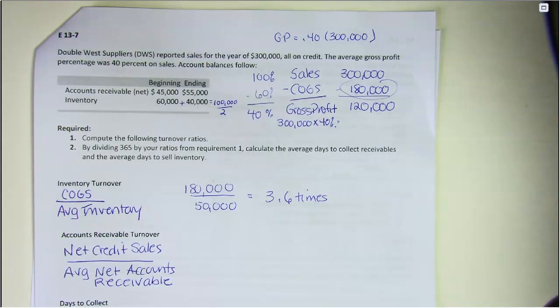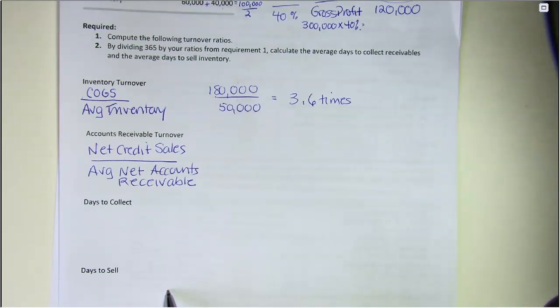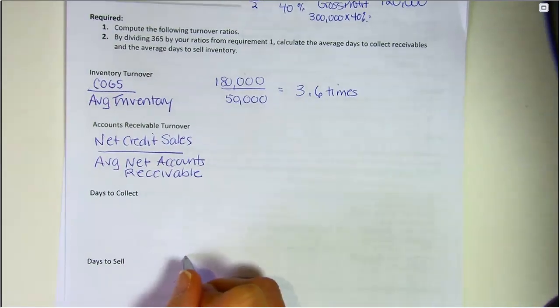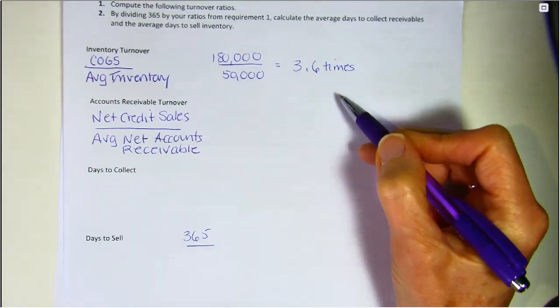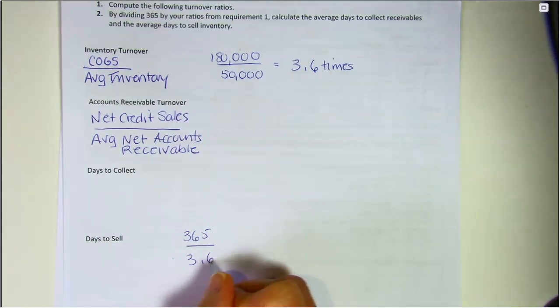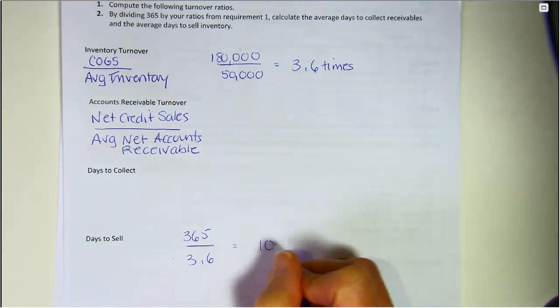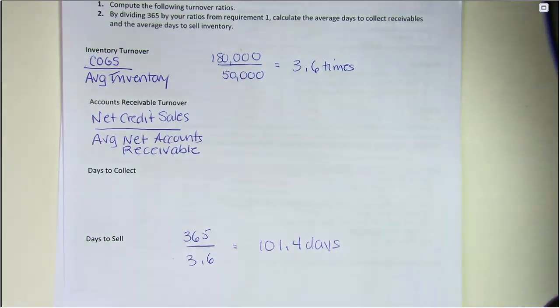While we're working on inventory, let's go to our days to sell. The days to sell formula is 365 divided by our inventory turnover of 3.6 times, and that gives us 101.4 days to sell our average inventory.